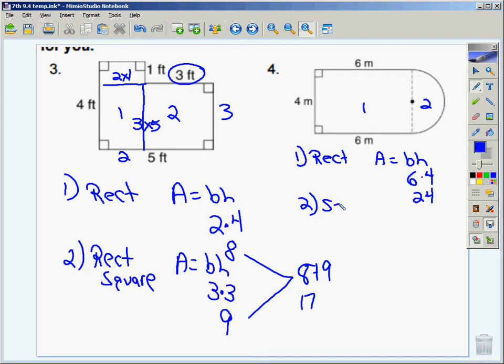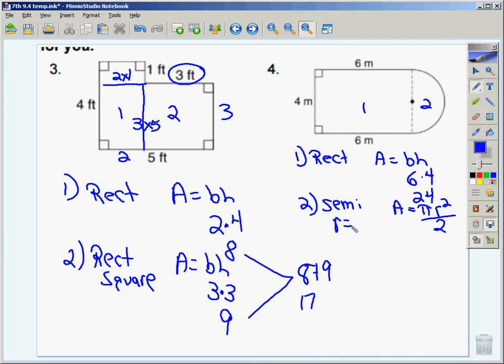Shape 2 is a semicircle. We already said that was pi r squared divided by 2. Okay, I'm going to tell you, there's been today 2 common mistakes on this problem. They either forgot to divide by 2 because it's a semicircle, or they used the wrong radius.